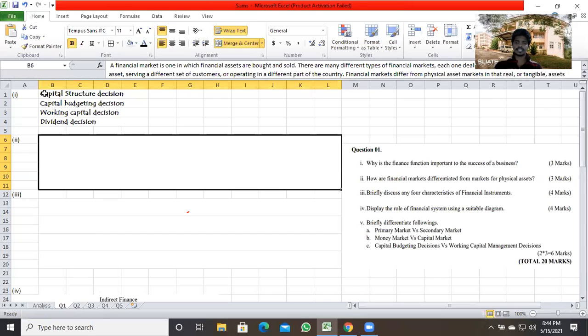Then the second question: how are financial markets different? Actually this is not the answer for the first question, I just put those 4 points. Then, how are financial markets differentiated from markets for physical assets? I am not going to waste time on that one. Normally you know the concept of a market.